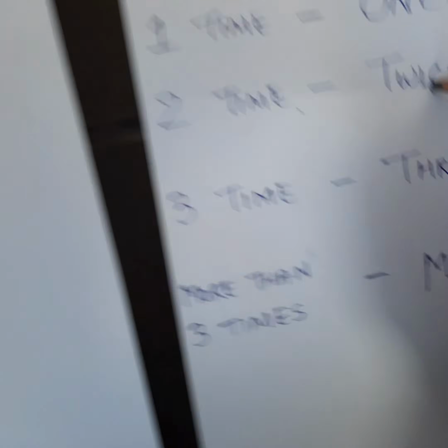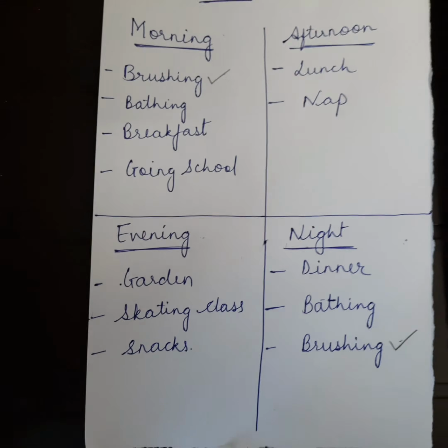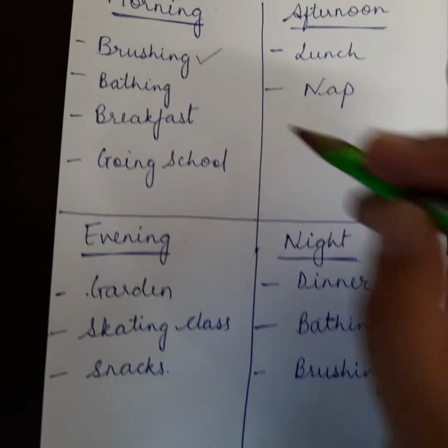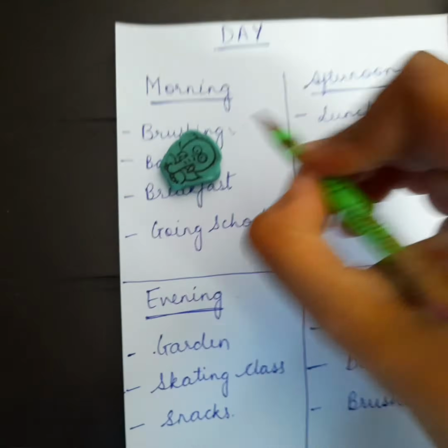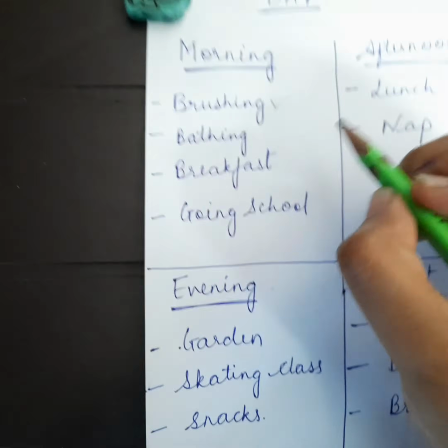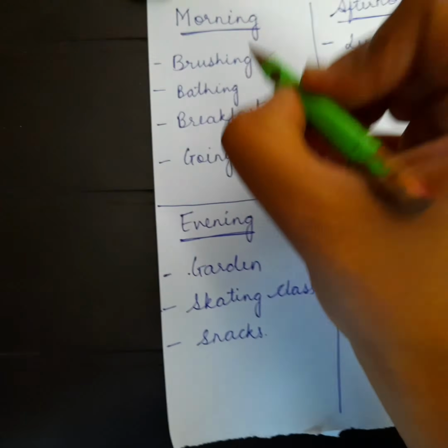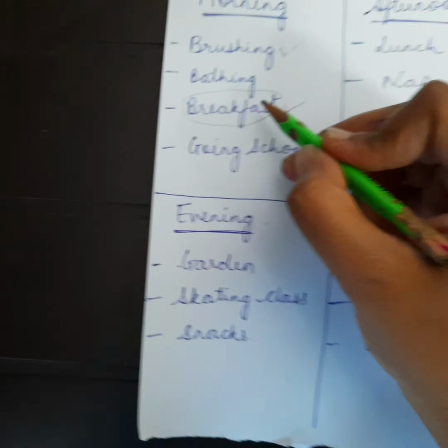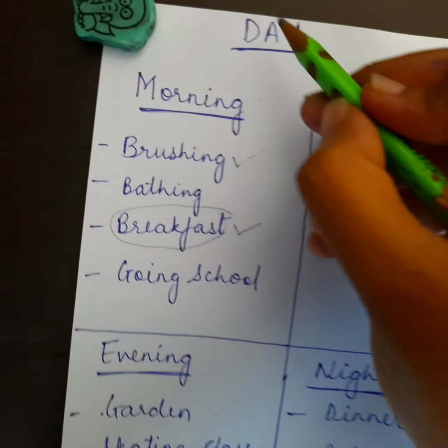Twice in a day. Then let's assume I move on and ask him how often you eat your breakfast. He'll again tick mark this. Maybe you can erase the earlier marks so that the child doesn't get confused. So you'll ask how often you do breakfast, and he can tick mark or encircle. Breakfast is 1 time. Here it is written 1 time, and 1 time means once in a day.